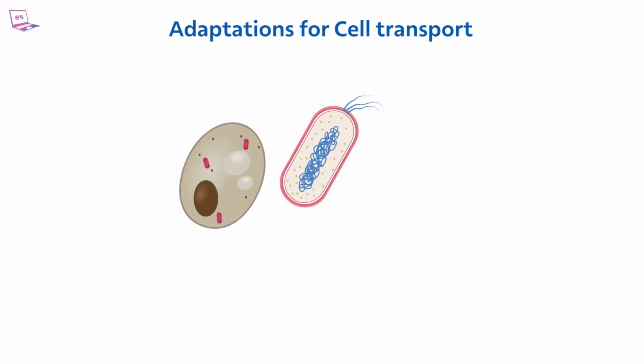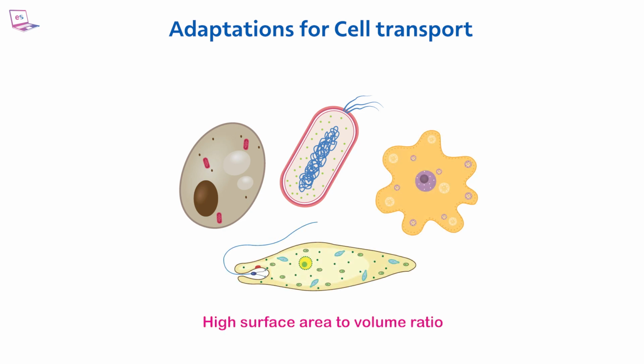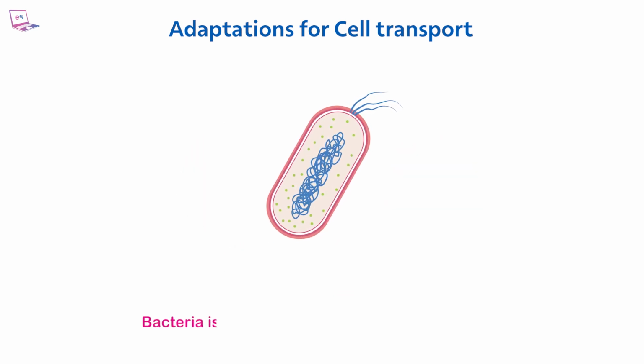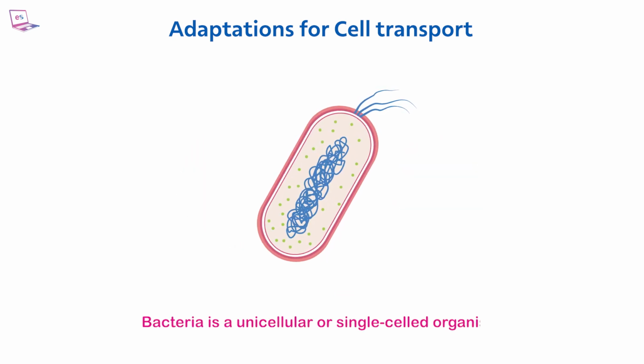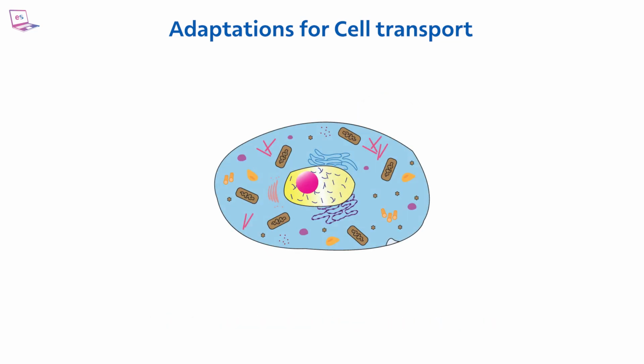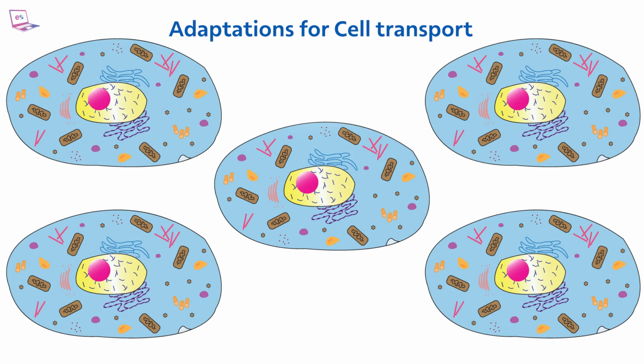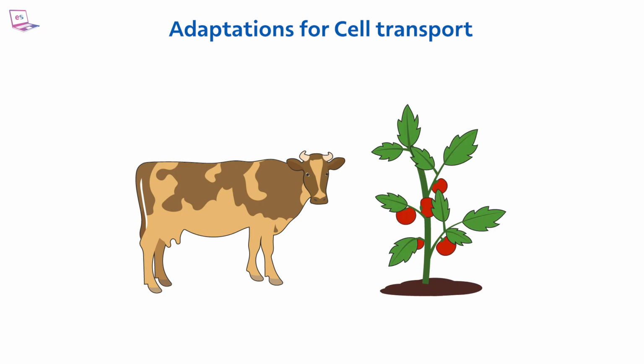Adaptations for cell transport. Single-celled organisms have a high surface area to volume ratio, facilitating the exchange of substances between the cell and its surroundings. Bacteria is a unicellular, or single-celled, organism. Multicellular organisms consist of more than one cell, for example animals and plants. In multicellular organisms, the surface area to volume ratio is less. That's why they need specialized organ systems for the transportation of molecules.